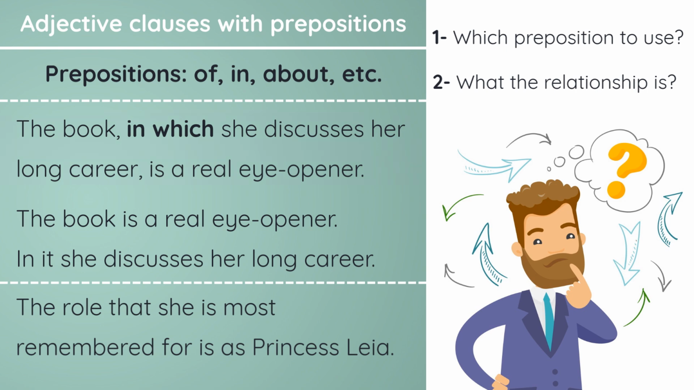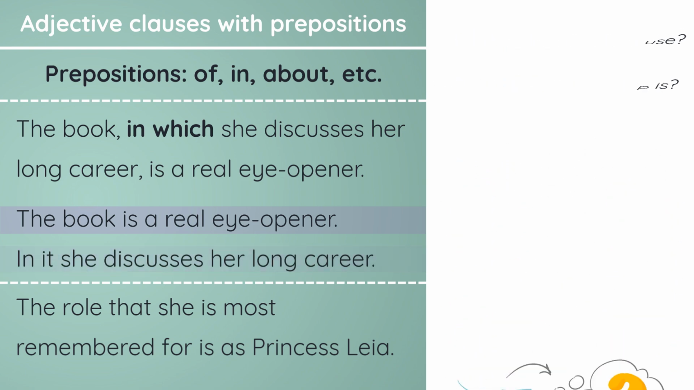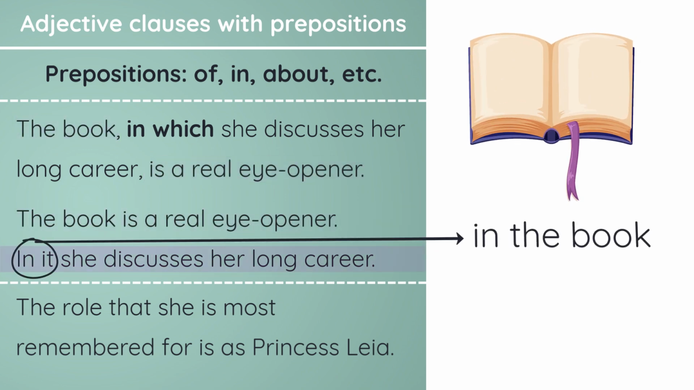So, the easiest way to understand this is to basically separate the sentences or the clauses into two separate sentences. The book is a real eye-opener. So you still have your independent clause. This is your independent clause. This is the actual sentence itself. And then you take your adjective clause and make it into another independent sentence. In it, in the book. So I still have the reference to the book. In the book, she discusses her long career. So now I have the two sentences separated.